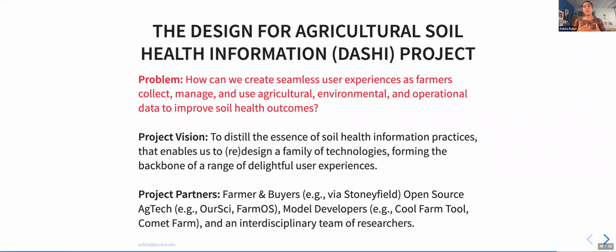And what we're really interested in here is trying to think about how we can distill the essence of soil health information practices to enable us to redesign and design a family of technologies, right? So this is everything from sampling tools to stratification tools, tools to communicate your soil health practices. But there are so many different tools out there that the problem really is thinking about how we can create a seamless user experience as farmers are having to collect and manage and use all of this different kind of data to improve soil health outcomes.